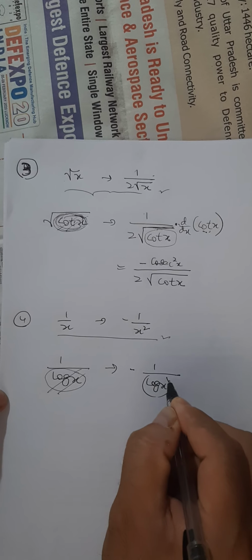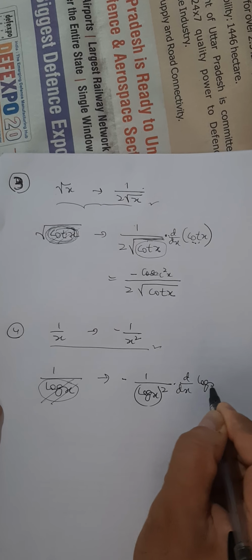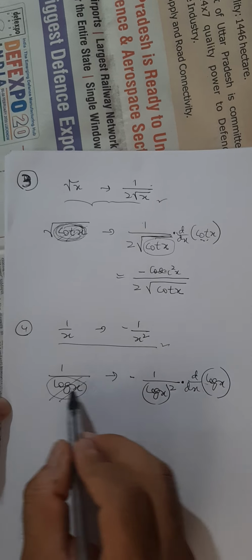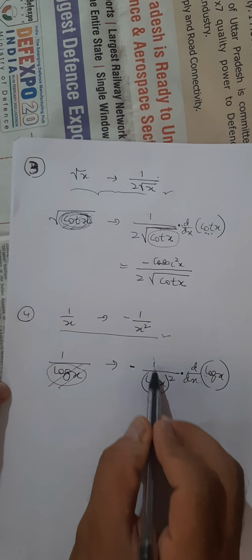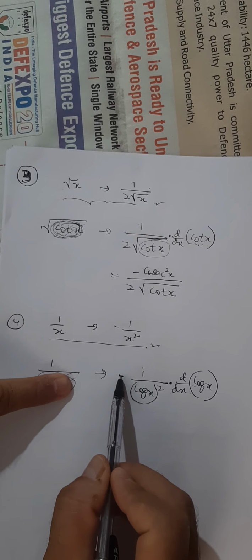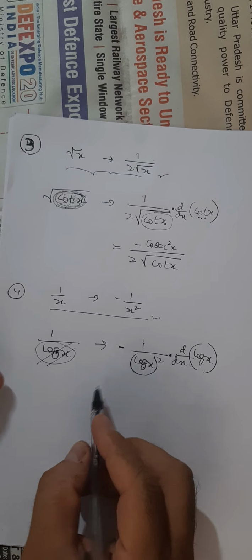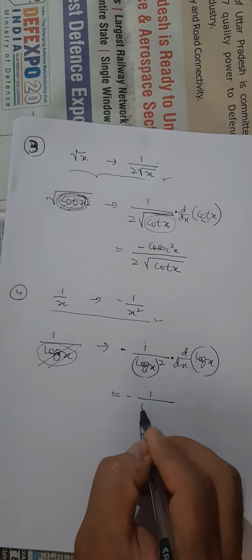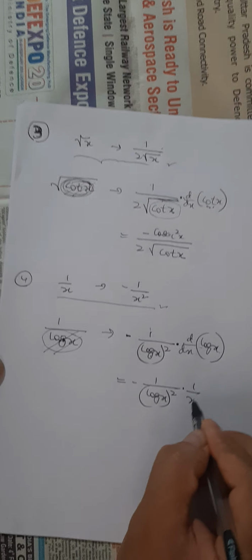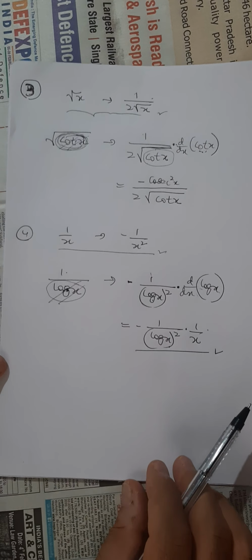Here x means log x, the whole square, into, by chain rule, d by dx of log x, because you consider log x as x. Why 1 upon log x the whole square? In your mind this is x. What is the derivative of 1 upon x? Minus 1 by x square, remember, into the derivative of this. So finally minus 1 upon log x the whole square as it is, into what is the derivative of log x? 1 upon x, you know. So this is the final derivative of 1 upon log x.